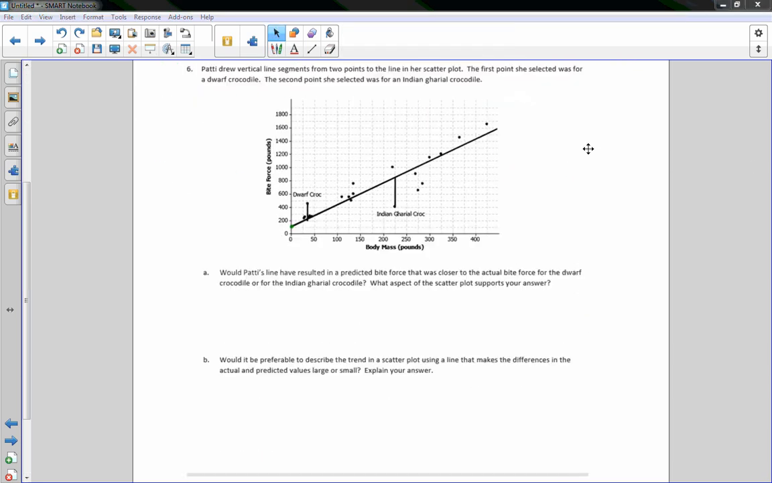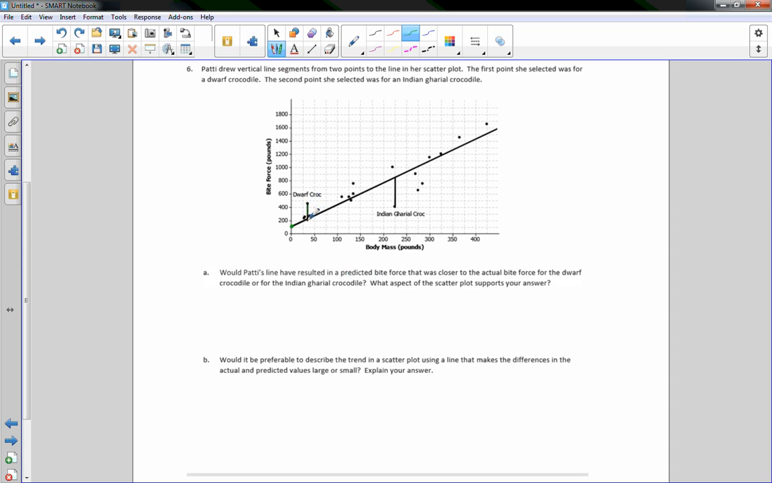Okay, number 6. It says Patty drew vertical line segments from 2 points to the line in her scatter plot. The first point she selected was for the dwarf crocodile, and it's labeled right here. The second point she selected was for an Indian gharial crocodile, and that's right here. A. Would Patty's line have resulted in a predicted bite force that was closer to the actual bite force of the dwarf crocodile or the Indian gharial crocodile?